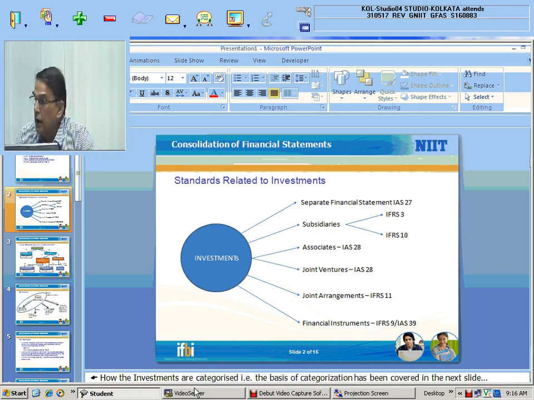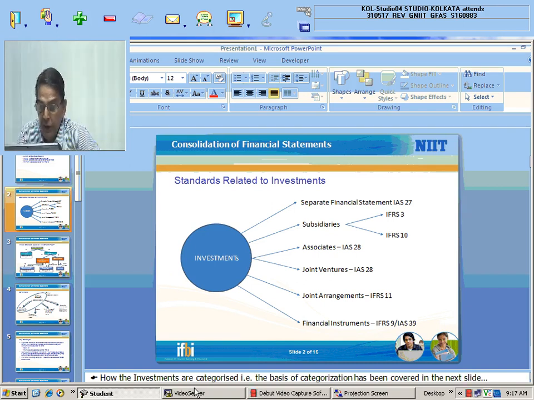IAS 27 deals with separate financial statements. It prescribes how a parent or investing company should present its investment in individual or separate financial statements apart from preparing consolidated financial statements for the group. So separate financial statement basically means how a parent or the holding company or the investing company should present its investment in individual or separate financial statements apart from preparing a consolidated financial statement for the group as a whole.